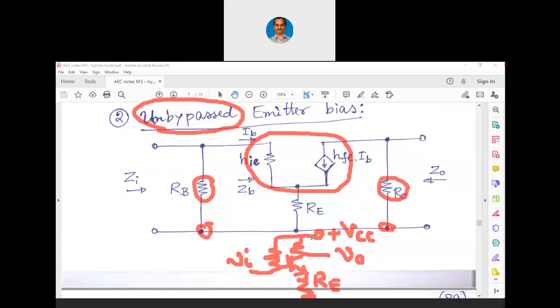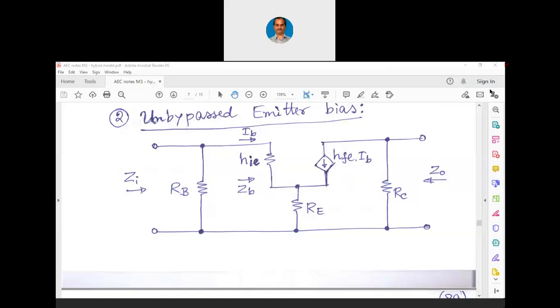So this is that unbypassed emitter bias, where there is RE from the emitter till ground. There is no bypass capacitor there. Let me stop annotating and let me continue now. Now let us proceed with the hybrid modeling of this particular circuitry.